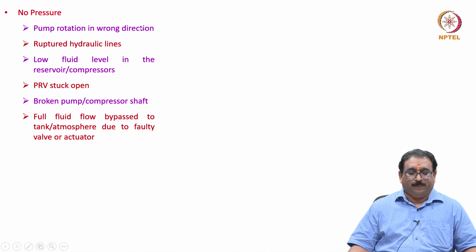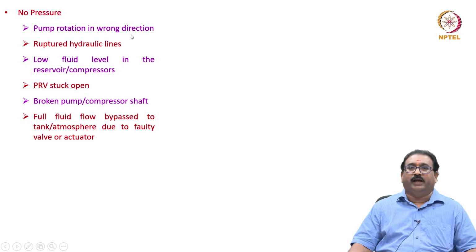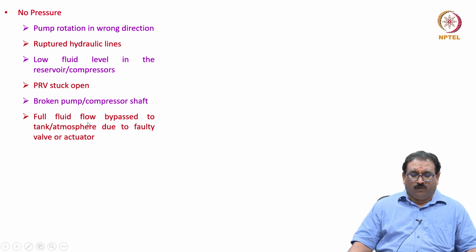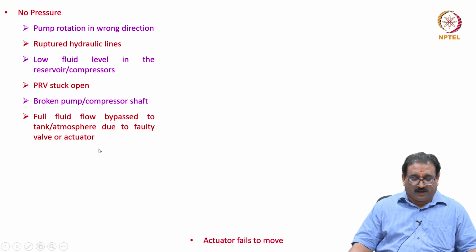No pressure. This may be due to the pump rotating in the wrong direction, ruptured hydraulic lines, low fluid level in the reservoir or compressor, PRV stuck open, a broken pump or compressor shaft, or full fluid flow bypass to the tank or atmosphere due to a faulty valve or actuator.